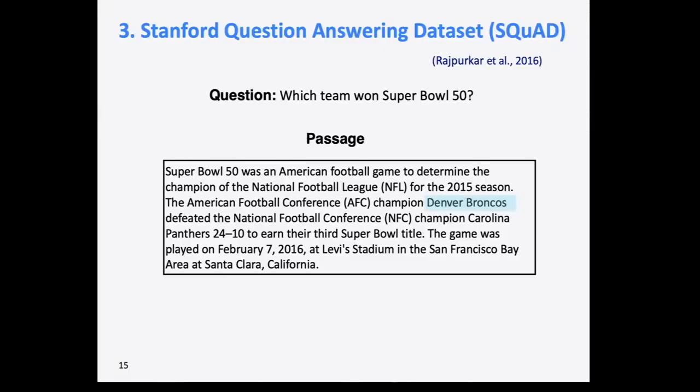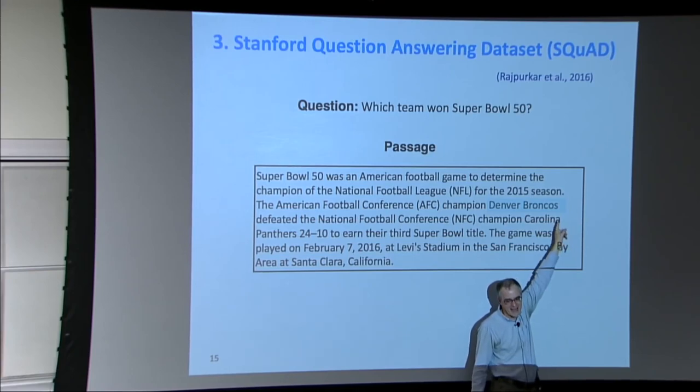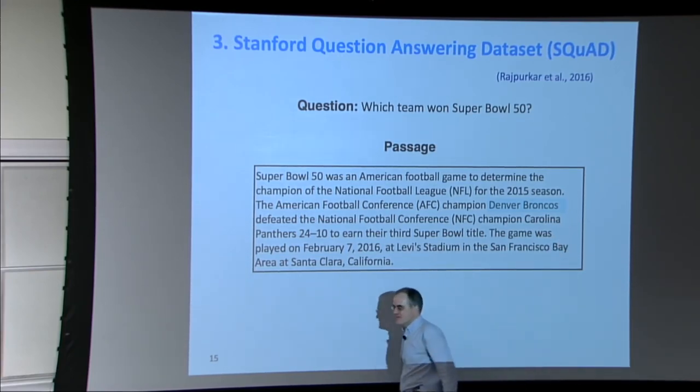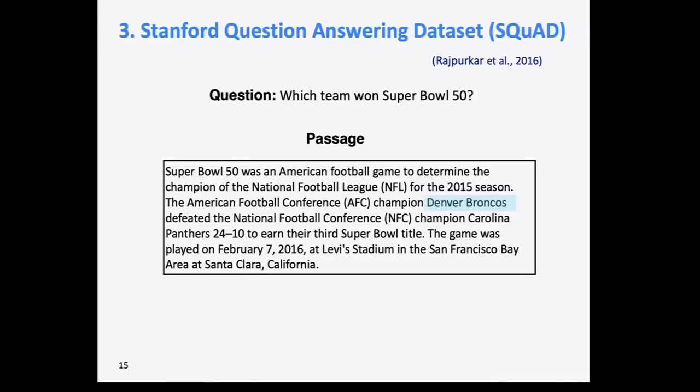And so by construction for SQuAD, the answer to a question is always a subsequence of words from the passage, which normally ends up being referred to as a span. So that's the only kind of questions you can have. You can't have questions that are counting questions or yes-no questions or anything like that. You can just pick out a subsequence.